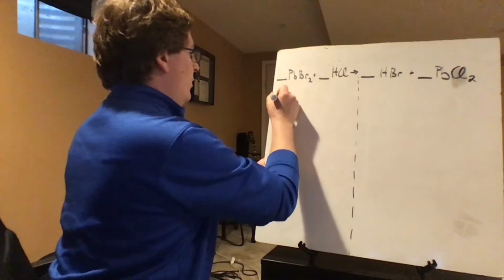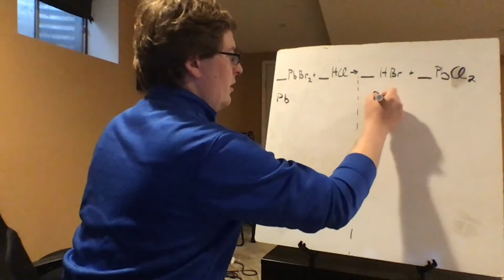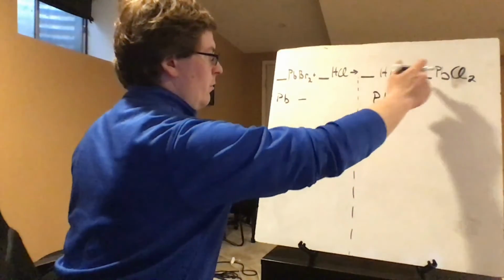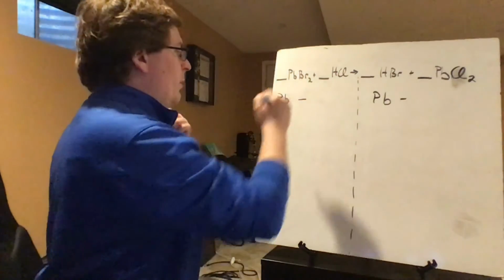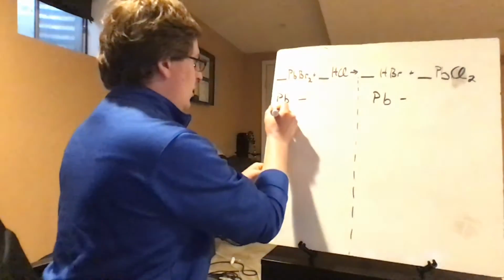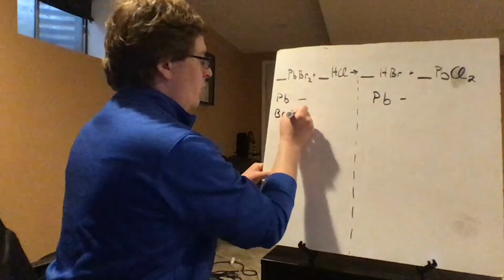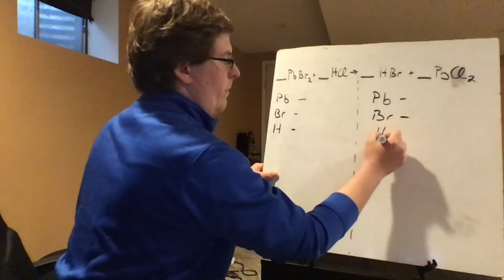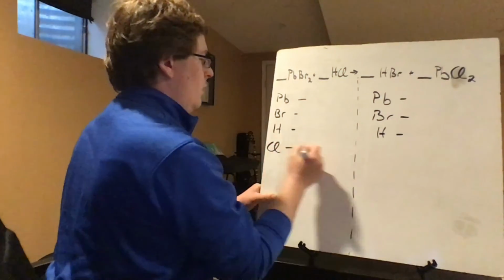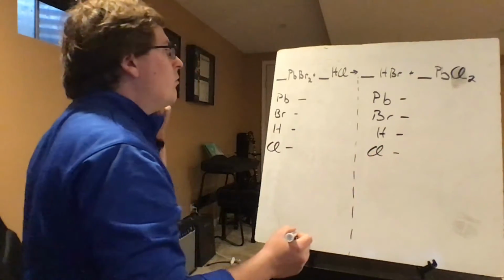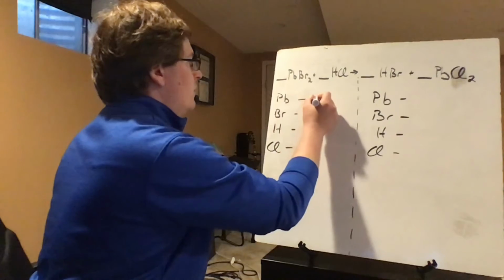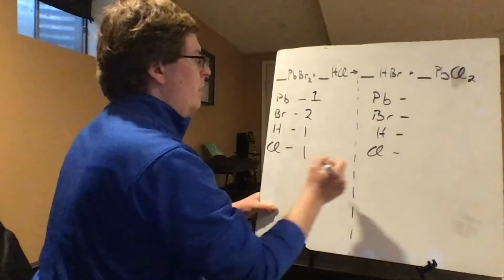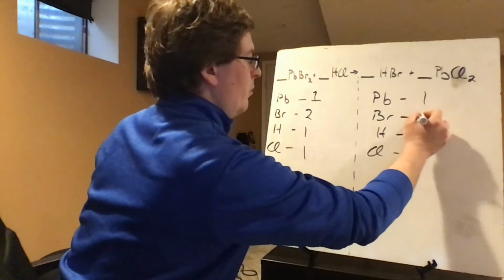So we're going to start by counting the number of elements on each side. I'm going to keep these in the same order on the left and right, even if they don't show up in the same order in the equation. When I make my list, I'm going to keep it the same on both sides. It's just less confusing. So we've got lead, bromine, and then hydrogen comes next, and then chlorine to finish it off. And let's start by counting the number of each of these we have.